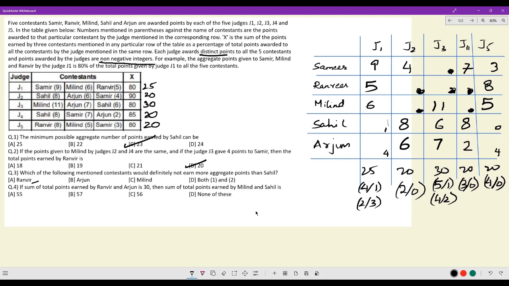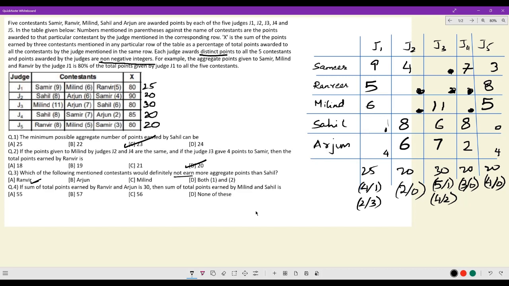Ranveer. Let me see the maximum Ranveer can reach is 2 here, 5 here, and 3 here. 2 plus 5 plus 3 is 10. 10 plus 8 is 18. 18 plus 5 is 23. Minimum possible points total of Sahil is 23. And maximum possible points total of Ranveer is 23. So can I say which of the following mentioned contestants would definitely not earn more aggregate points than Sahil? Ranveer is definitely not earning more than Sahil. Ranveer maximum points he can earn is only 23.